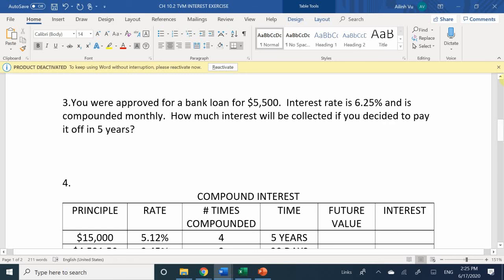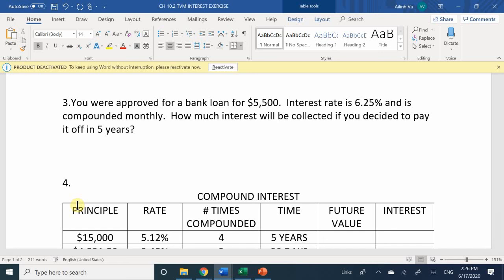Okay, so let's go ahead and solve for question number 3. You were approved for a bank loan for $5,500. Interest rate is 6.25% and is compounded monthly. So that means how many times?